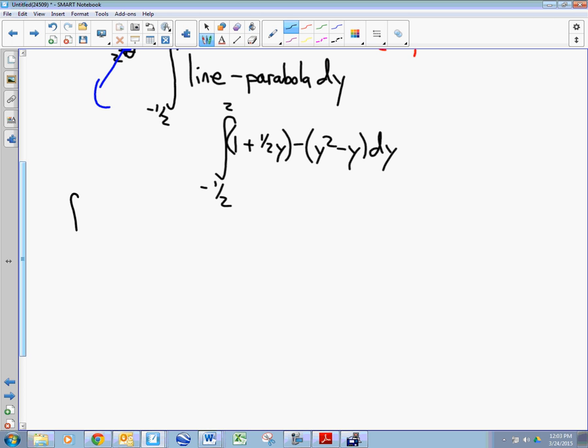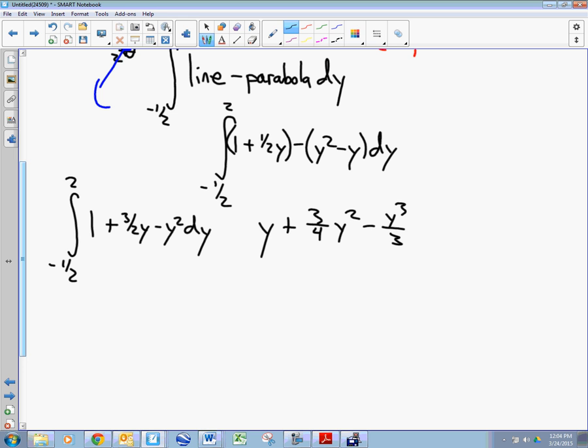Can I combine any terms? Yep, 1/2 y minus the negative y will be 3/2 y. So I have 1 plus 3/2 y minus y squared dy. What's the antiderivative? y plus 3/4 y squared minus y cubed over 3, evaluated at the bounds.